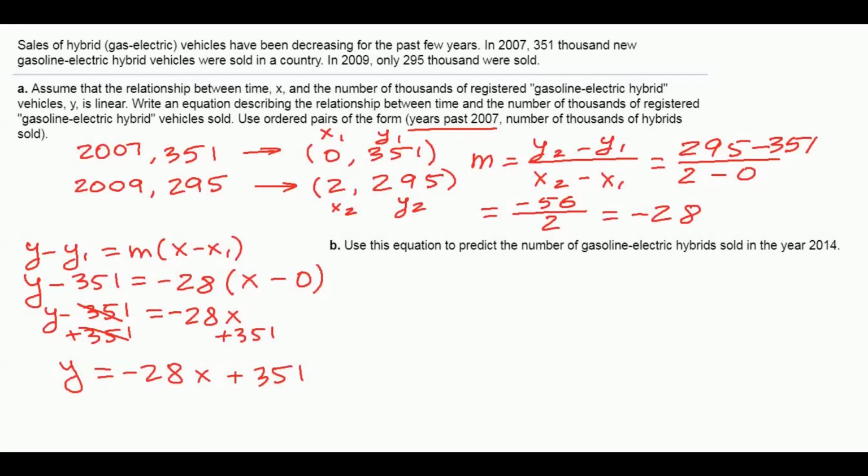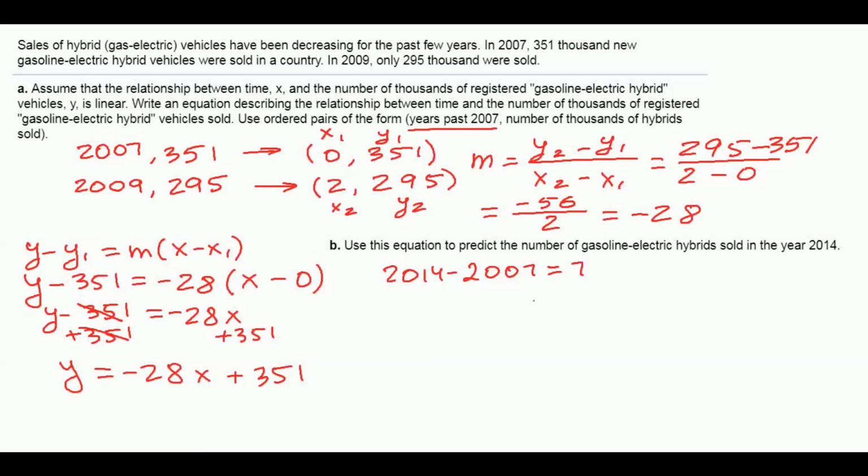Question B. Use this equation to predict the number of gasoline-electric hybrid vehicles sold in the year 2014. To find number of cars, we need to determine time x. X is the number of years past 2007. How to find x for this problem? It will be 2014 minus 2007 equals 7. So x equals 7.